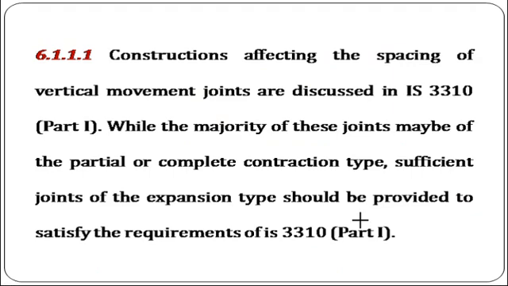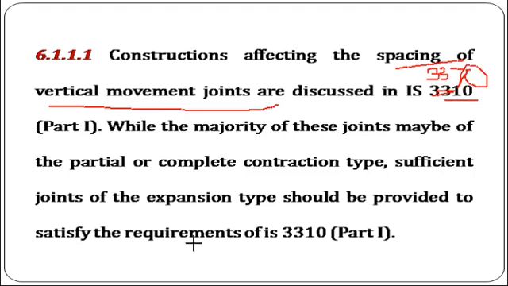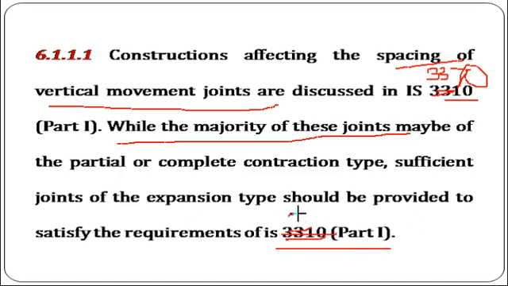So 6.1.1.1, the construction affecting the spacing of the vertical movement joints are discussed in the IS 3370 Part 1. While the majority of these joints may be the partial or complete contraction type of joint, sufficient joints of the expansion type should be provided to satisfy the requirements of this IS. Here it is again IS 3370, a printing mistake or typing mistake.